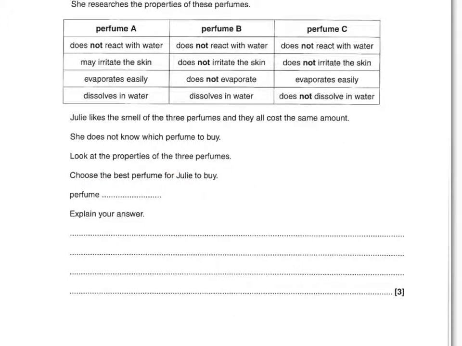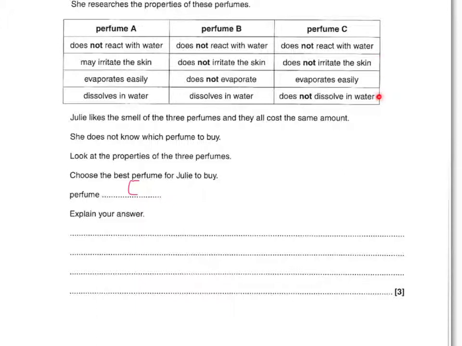So, if you look at the properties, the best one is perfume C. So that'll get you 1 mark for choosing C. And then you've got to explain your answer. So you get a mark for giving a factor and a mark for explaining why that factor is important. So you could either say that the perfume does not dissolve in water for a mark, you could say that it does not irritate the skin for a mark, or you could say that the perfume evaporates easily for a mark. Any one of those 3 will get you the next mark.